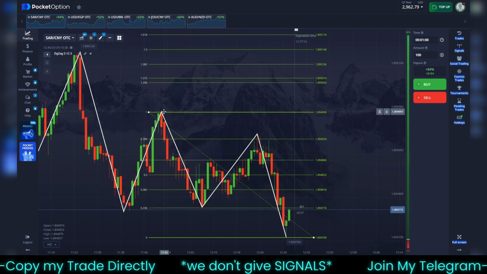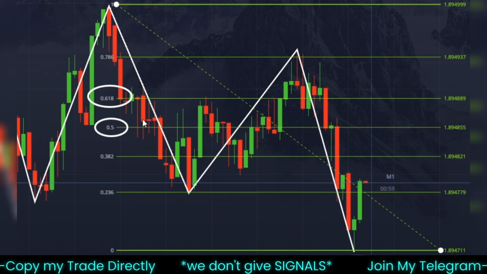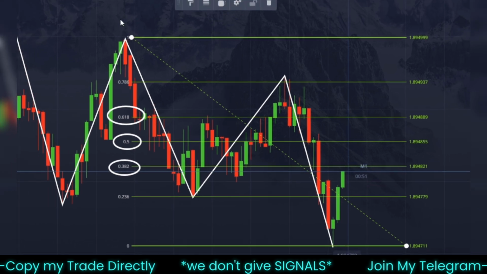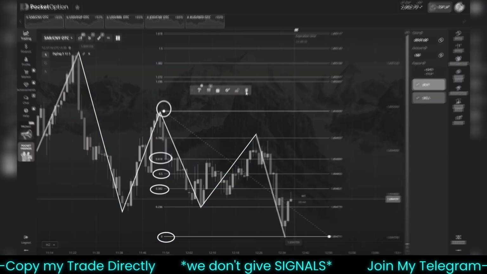So the first thing which we have to see is this 0.618 level, the second is the 0.5 level, and the third is the 0.382 level. Only these 3 levels you have to see in this tool, and you have to place level 1 on high and level 0 on low. Now how you have to do this, let's begin with this.